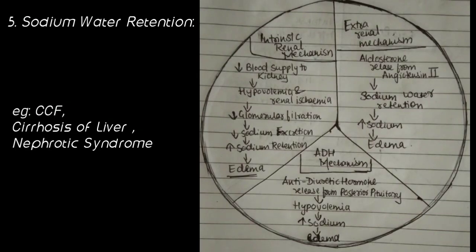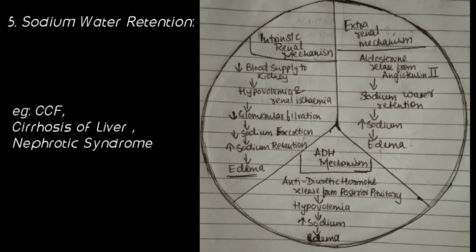Sodium water retention. This takes place through three mechanisms: intrinsic renal, extrarenal, and ADH mechanism. In the intrinsic renal mechanism, there is a reduction of blood supply to the kidney, which results in hypovolemia and renal ischemia, which causes decreased glomerular filtration rate, decreased excretion of sodium, and thus retention of sodium in the body, which causes edema. Next is extrarenal, in which there is release of aldosterone in the kidney by angiotensin II, which causes sodium water retention, thus edema.